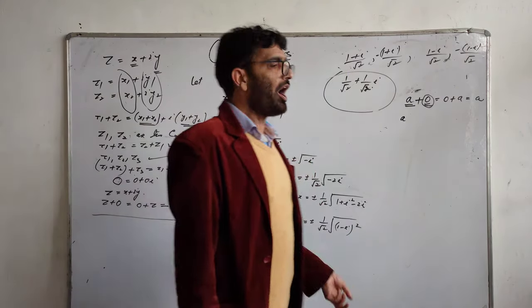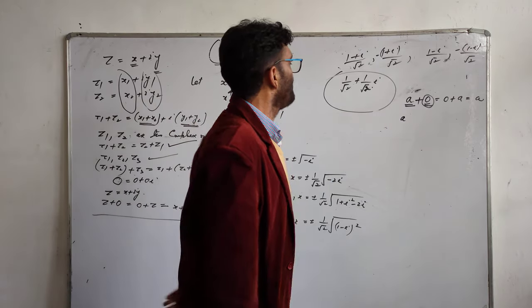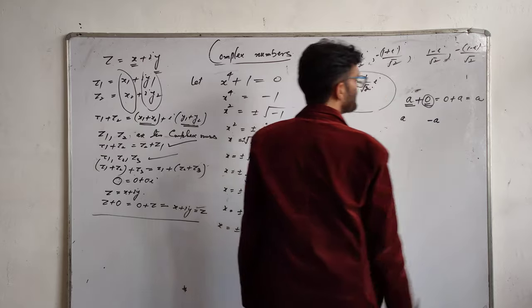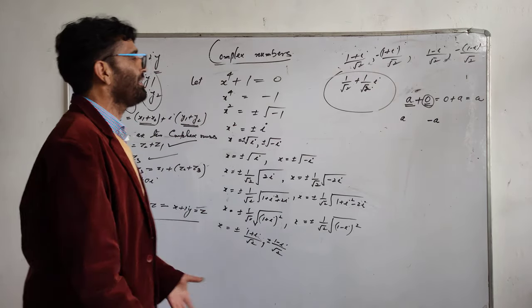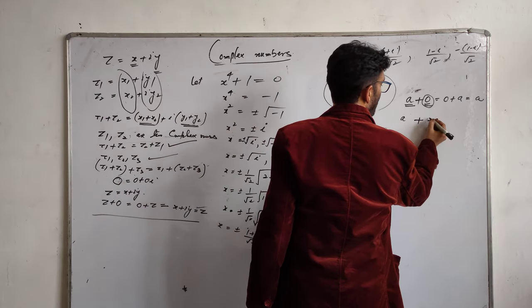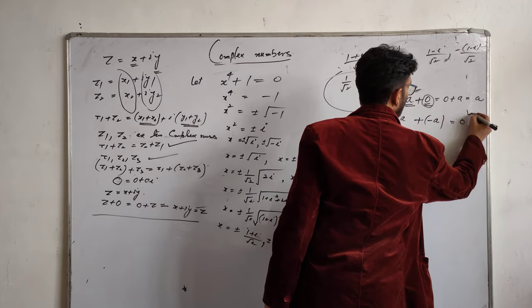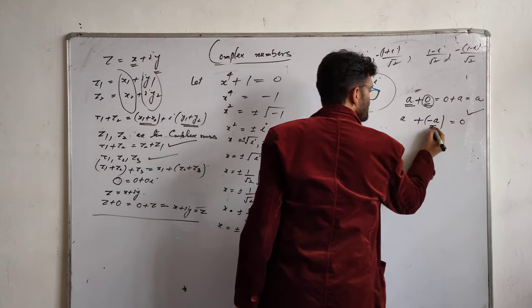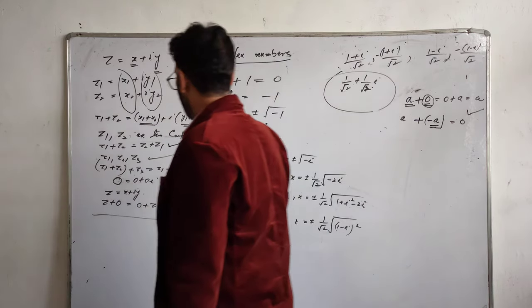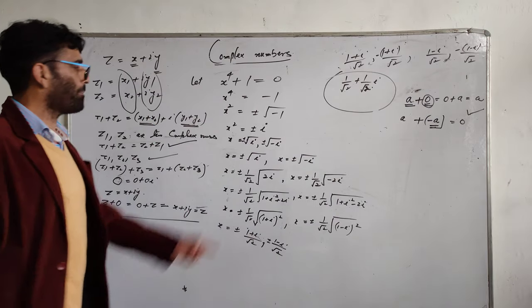For every integer a, or for every real number a, there exists a special real number in that set, minus a, such that a plus minus a is equal to 0, which is the identity element. Proving here that this minus a is the additive inverse of a, and vice versa. Minus a is the additive inverse of a.